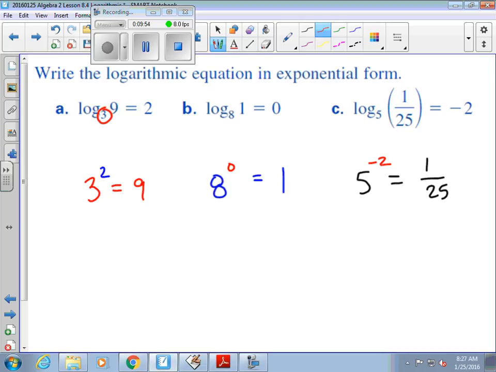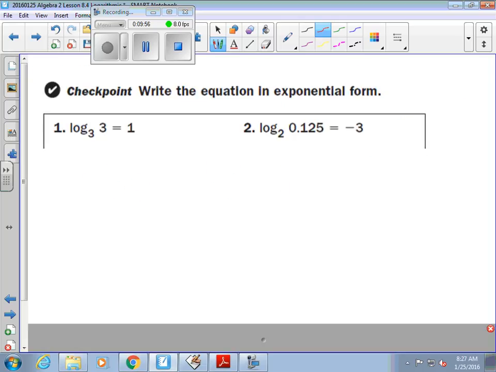Okay, then we have 2 checkpoint problems. Rewrite both of these in exponential form. The first one's easy because it's simply log base 3 of 3 is 1. So 3 to the first power equals 3. Simple. Just rewrite.